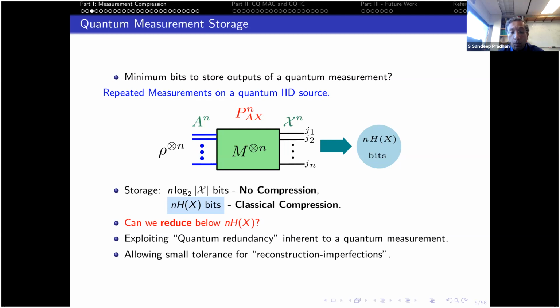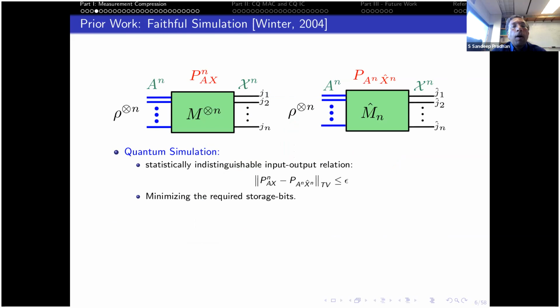Here is the problem that was formulated by Winter in 2004. Suppose you have the system shown on the left, which is a product system with a product source and a product measurement. We want to make an approximation to this using a non-product measurement. The source is still product, but the measurement is a non-product, n-letter measurement on the space of rho tensor n, and we want the joint statistics to be very close in total variation. In other words, it would be hard to tell whether we are using the product or the non-product measurement.